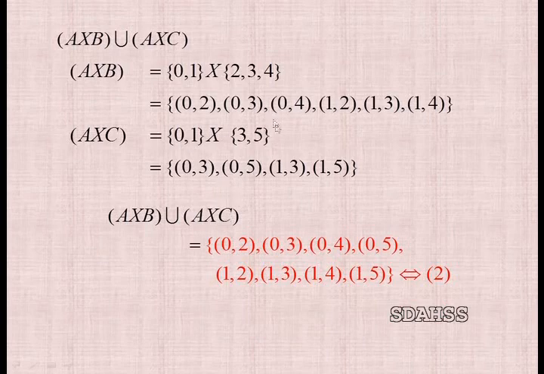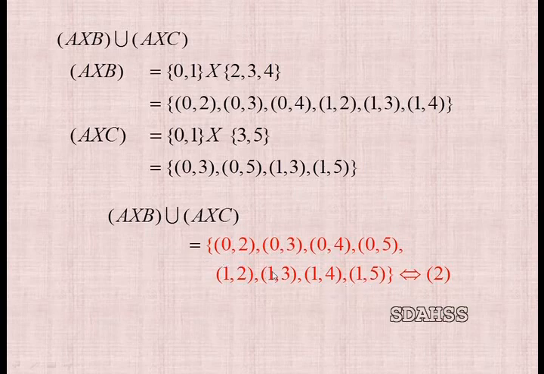Now you compare both the sets. First you write the common elements and then you have to write the remaining elements. Union means combine all the elements. You have to write all the elements. So (0,2), (0,3), (0,4), (0,5), (1,2), (1,3), (1,4), (1,5).